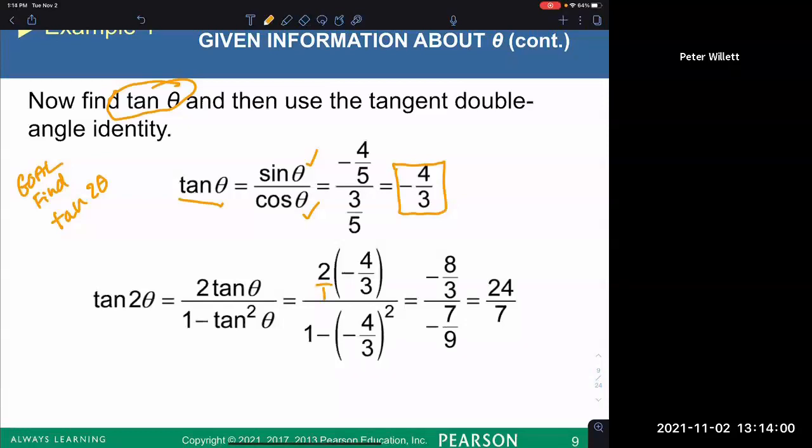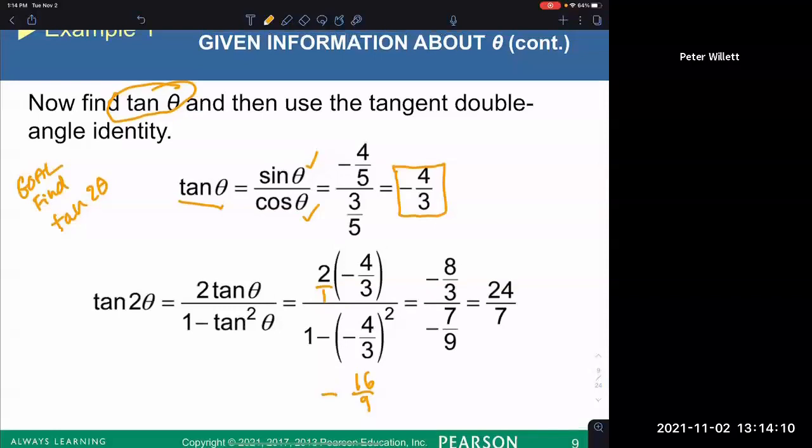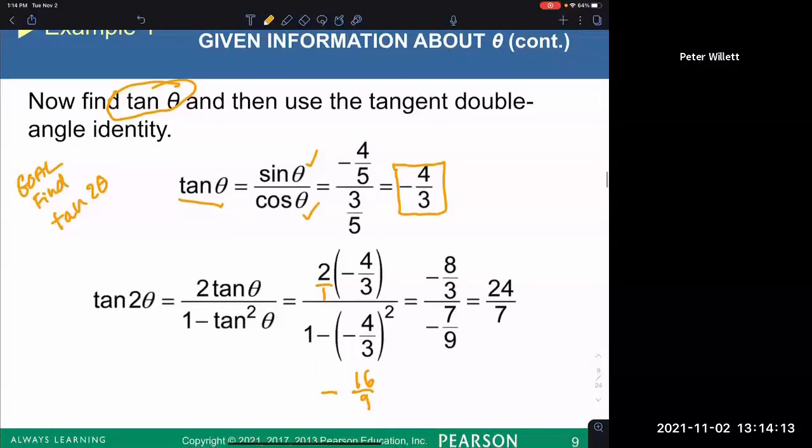But on the bottom, they end up with 16/9, because a negative times a negative is positive when you square it, and 4 squared and 3 squared are like that. And then to get a common denominator of 9ths, the 1 I would write is 9/9. And 9/9 minus 16/9 is negative 7/9. So in the bottom, they get negative 7/9. In the top, they get negative 8/3. And a negative divided by negative is positive.